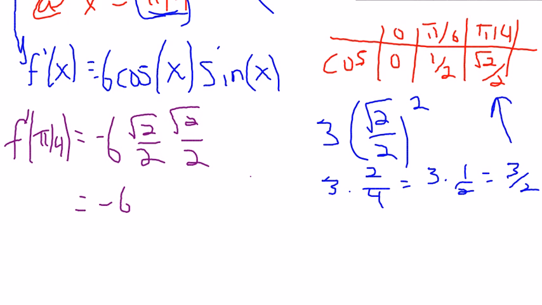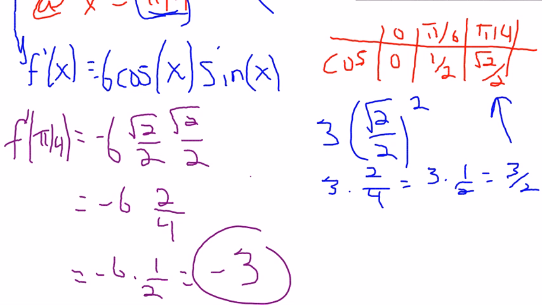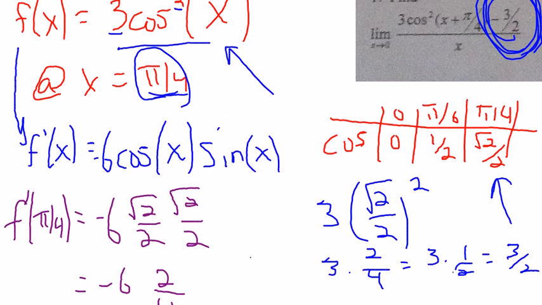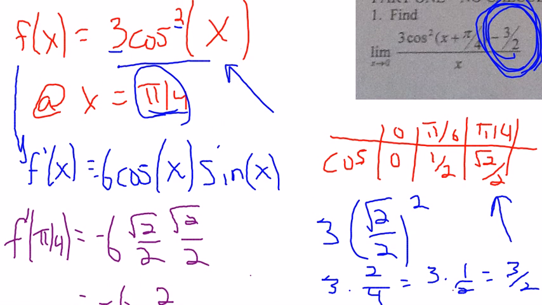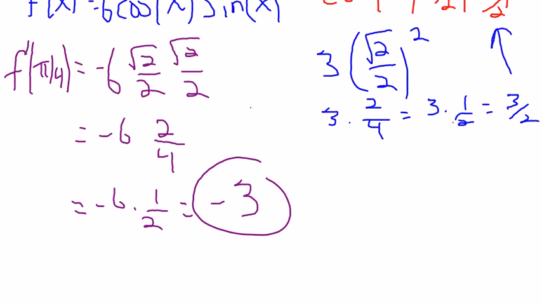And that gave me negative 6 times 2 over 4, which is negative 6 times 1/2, which is just negative 3. So my answer is negative 3. That's the derivative of that red function up top at x equal to pi over 4. That's it.